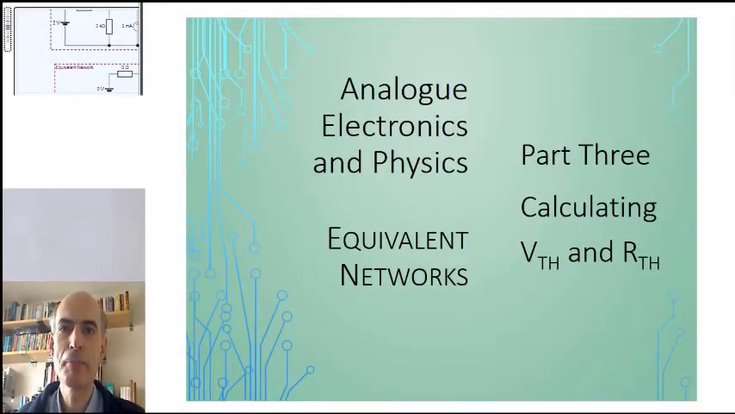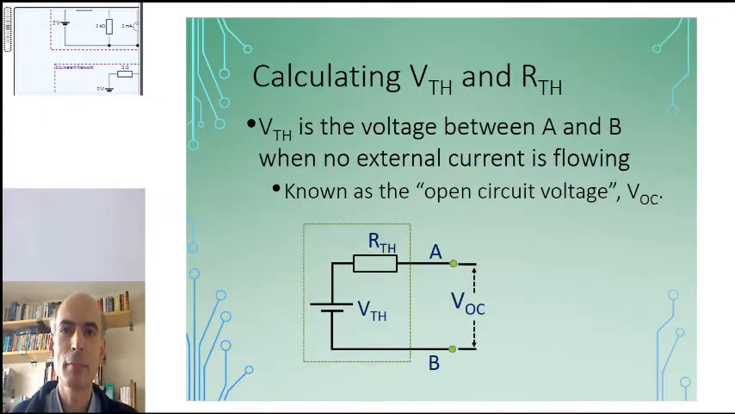Welcome to part 3, and this time we'll be looking at how to work out the magnitude of the voltage source and the resistance in a Thevenin equivalent network. For now, we will assume that a Thevenin equivalent network exists. So let's consider what the voltage between the two terminals would be if there was nothing connected between the two terminals at all. This is known as the open circuit voltage, which I've written here as VOC.